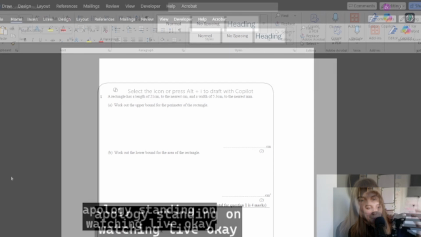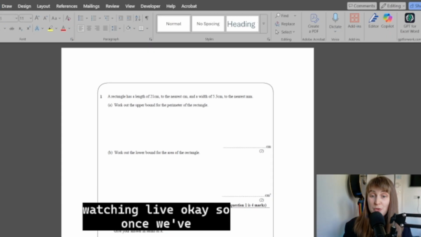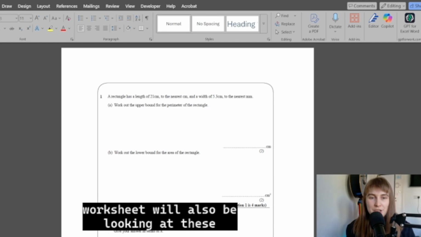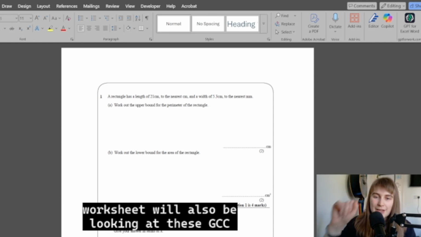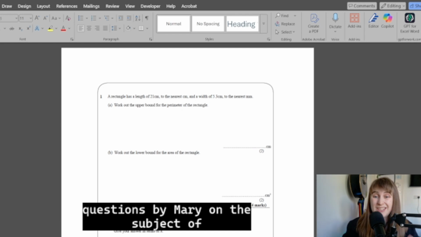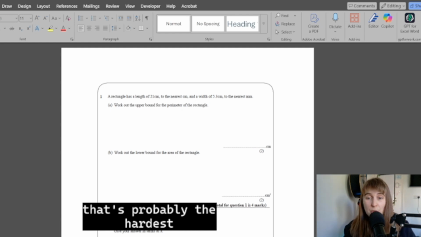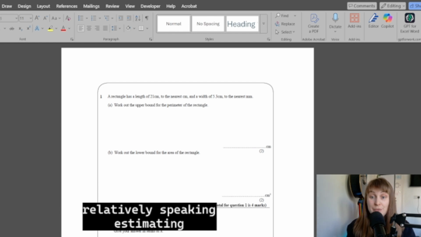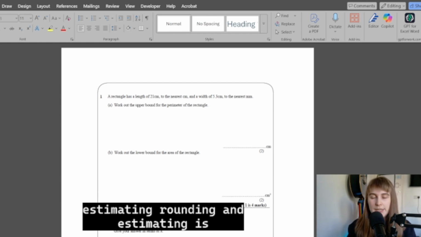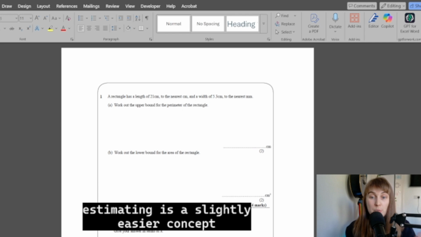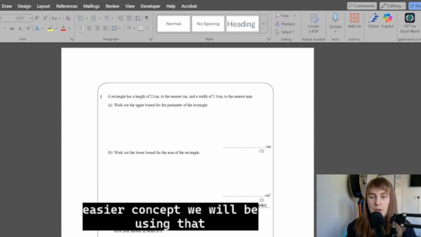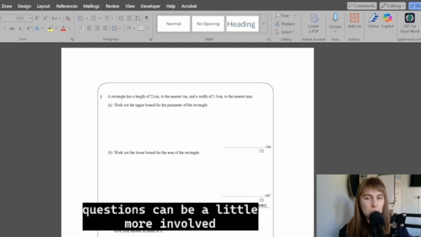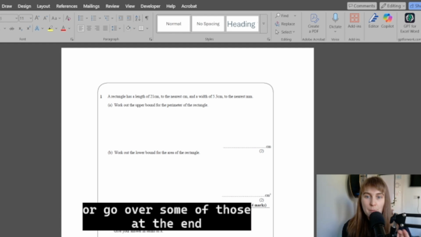Okay, so once we've gone through the missing jewels worksheet, we'll also be looking at these GCSE style questions, primarily on the subject of bounds, as that's probably the hardest thing that we're going to go through today. Relatively speaking, rounding and estimating is a slightly easier concept, but we will be using that in the bounds questions, but bounds questions can be a little more involved and complex. So we'll go over some of those at the end for the Patreon crowd.